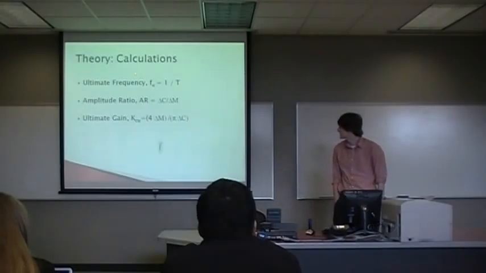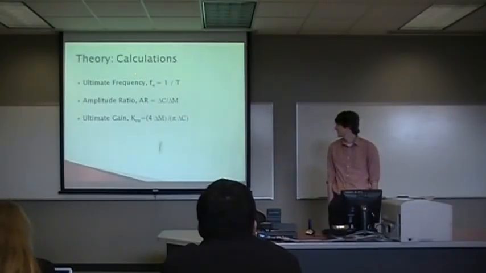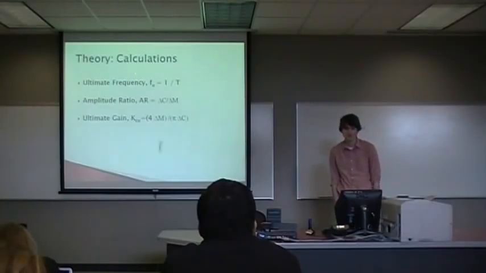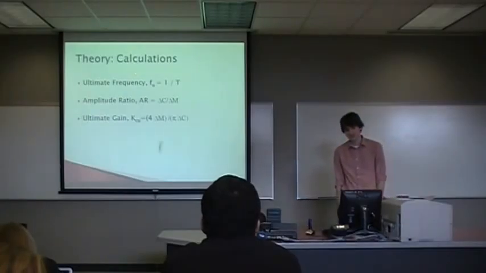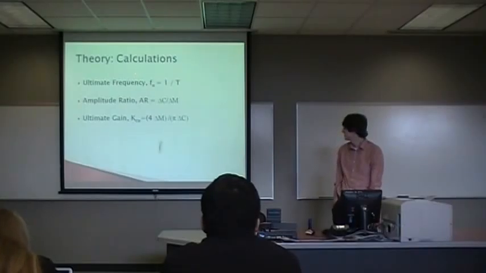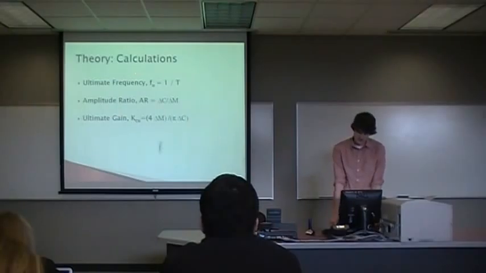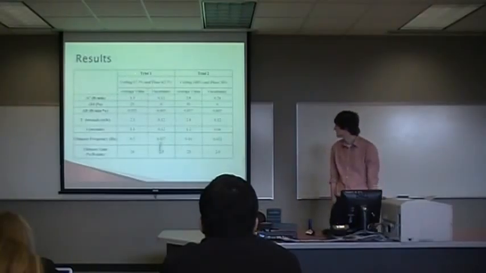To get to the results for this lab, three different calculations were used. The ultimate frequency was just 1 over the average period. The amplitude ratio was delta C, which is the height of the output, divided by delta M, which was the height of the input. And the ultimate gain was 4 times delta M over pi times delta C. Using those formulas, these results were gained.